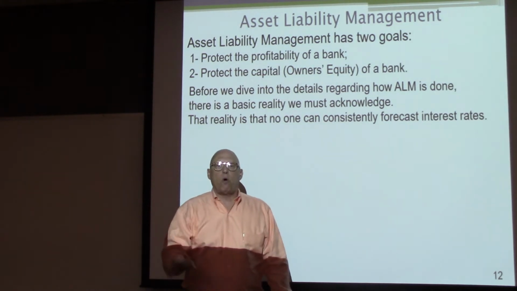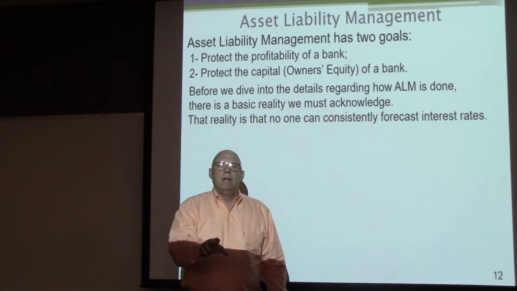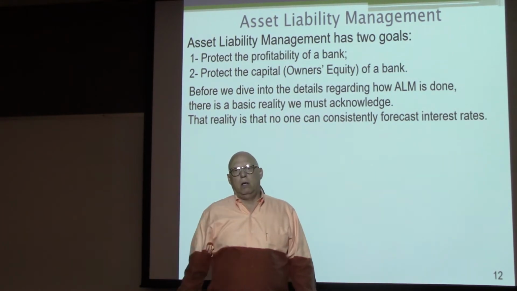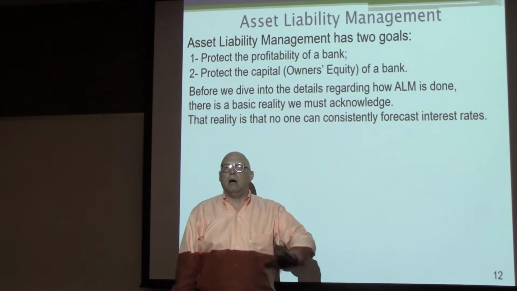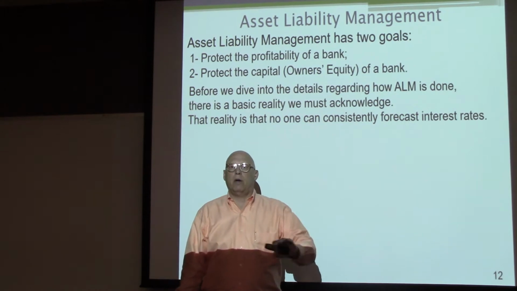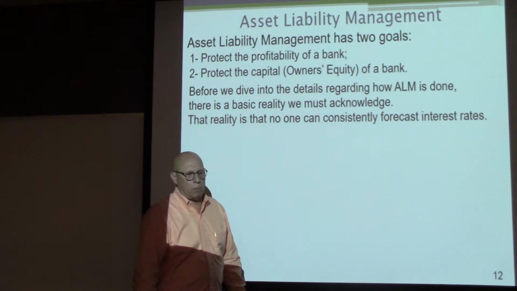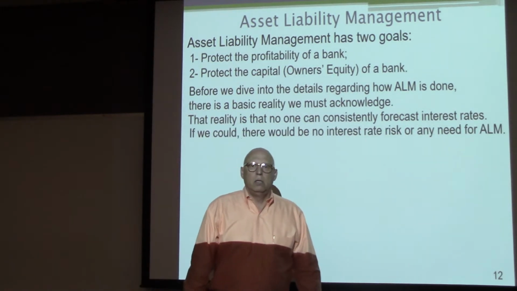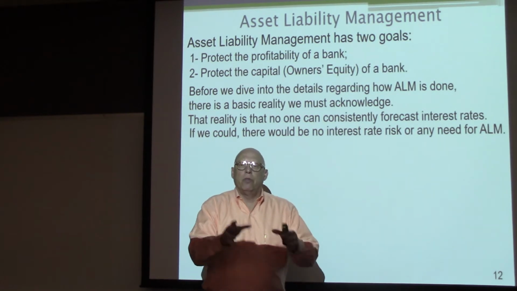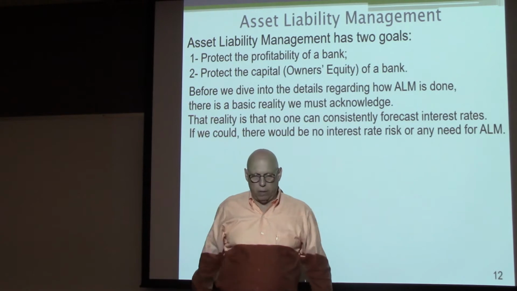If people could forecast interest rates successfully, accurately, then managing assets and liabilities would be a snap. The best economists in the world cannot consistently forecast interest rates. It just doesn't happen. Why? Just like for the stock market, you have millions of people interacting, and together the market is smarter than any individual in the market.